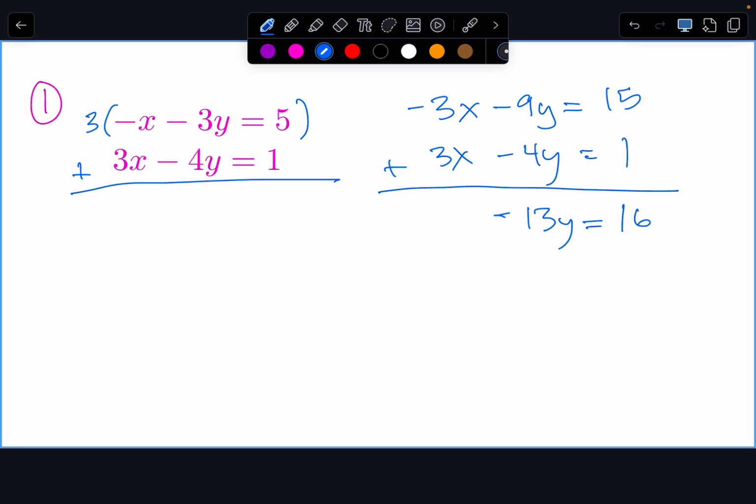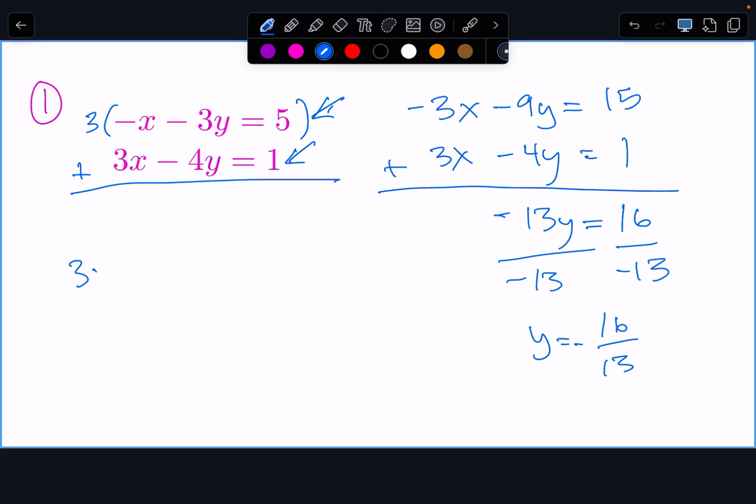Oh, that's terrible. Did I make a mistake? That's what I got. Oh, that's horrible. So y equals negative 16 over 13. And you can plug that into either one of these equations. It doesn't matter which one. Both of them are awful. So which one? Pick your poison. Let's do the first one because it's just one.